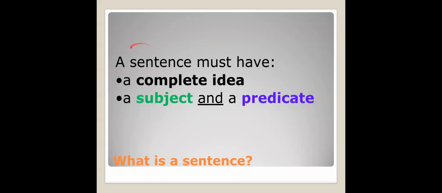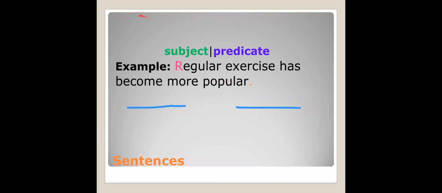Now, when we make a sentence, it must have a complete idea. A complete idea has two things. It has a subject and a predicate. And so let's quickly take a look at some examples to understand what a subject and predicate is. So in this sentence, regular exercise has become more popular. So the subject is the who or what of the sentence, and the predicate is the action of the sentence.